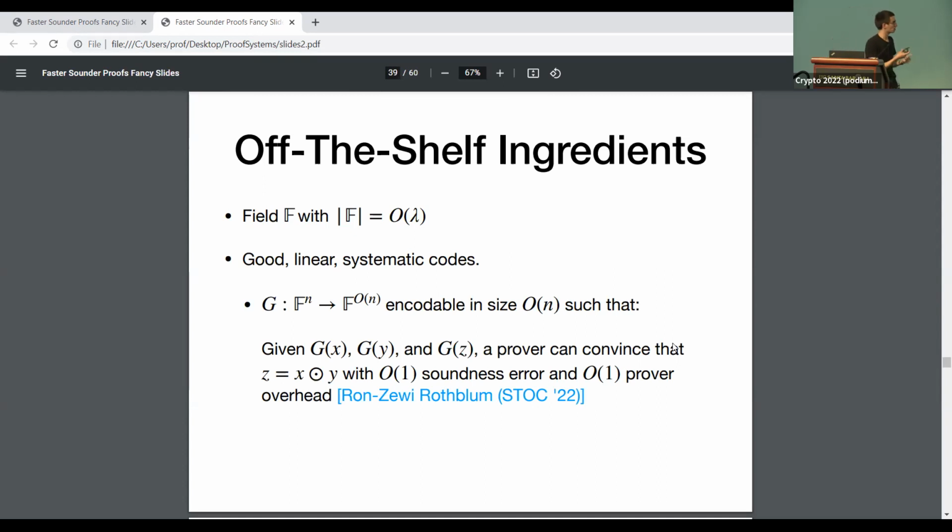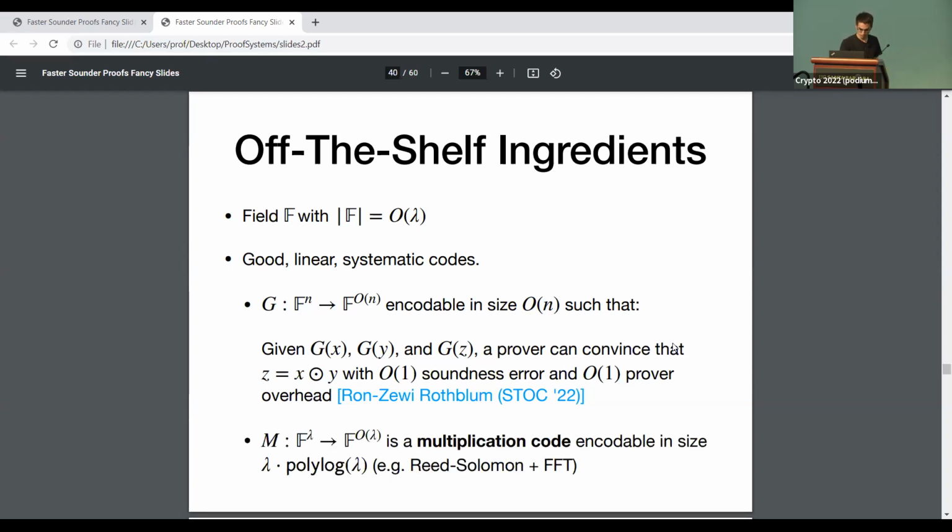The first is that it's linear time encodable, and it'll solve this task that I wanted to solve, this pointwise Hadamard check, with a constant overhead and constant soundness error. So this illustrates that you could get the 2 to the minus lambda soundness error by just repeating, but that would kill the constant overhead. So we don't want to do that, but we will still use this as part of our solution.